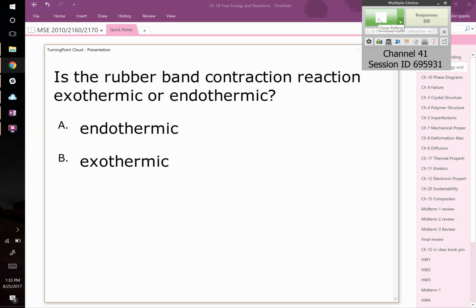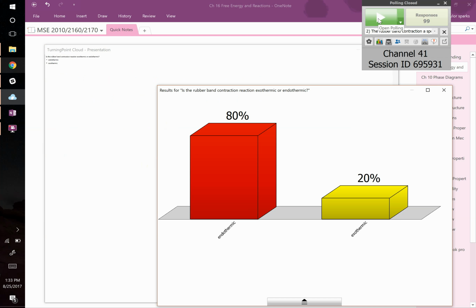People think endothermic or exothermic. The contraction process, people think mostly endothermic, and it's right. It's spontaneous, and yet it's endothermic. Is that puzzling to anybody? Think about it. If something is endothermic, it absorbed energy because it got cool, right? It was absorbing energy, but it happened spontaneously.